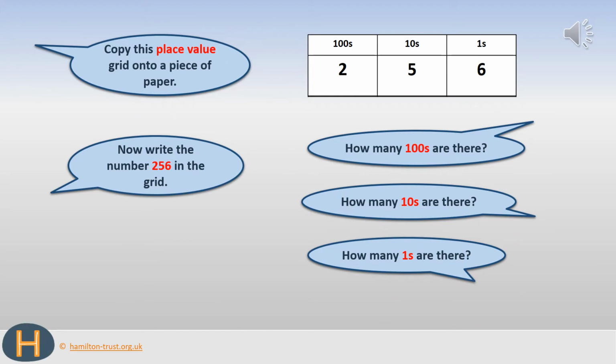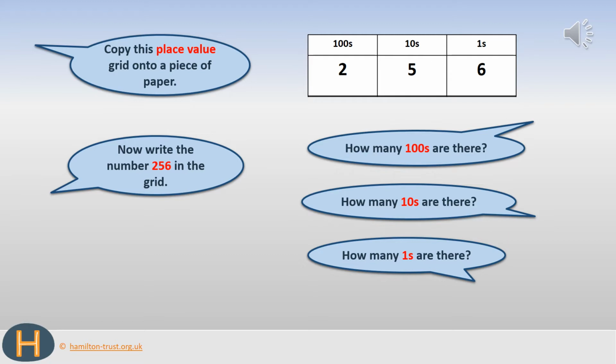Okay, we're going to begin with copying this place value grid onto a piece of paper. You may want to do it on a piece of paper, or if you don't have one handy, you can just simply watch the video. Write the number 256 in your grid. Now you want to partition this number into the hundreds, tens and ones. Be thinking about 3 key questions. How many hundreds are there? How many tens are there? And how many ones are there in the number?